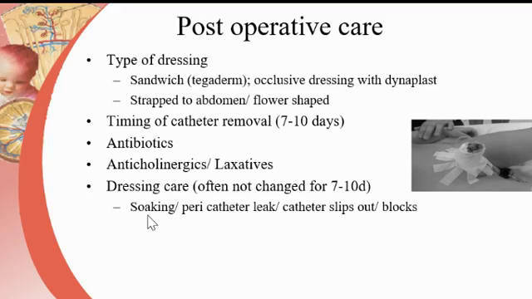Some of the problems can be soaking, or a pericatheter leak if they are straining to pass urine or during passing of stools. Sometimes the catheter slips out if your dressing is not proper or it gets wet, or sometimes the catheter kinks and blocks. All these things the parents have to be warned about when they go home. We have to tell them how to take care of the catheter without getting it blocked, without the child straining for stools, because every little bit is important in addition to a meticulous surgical technique.